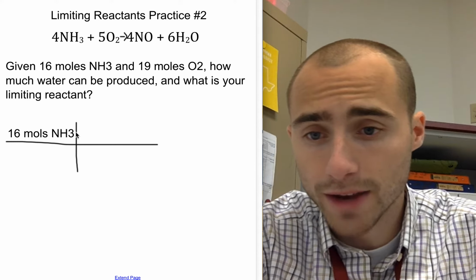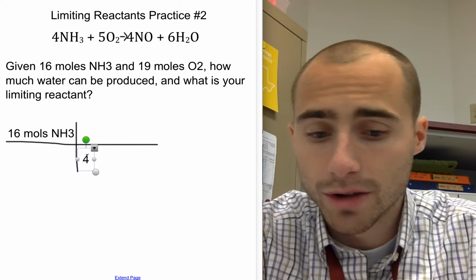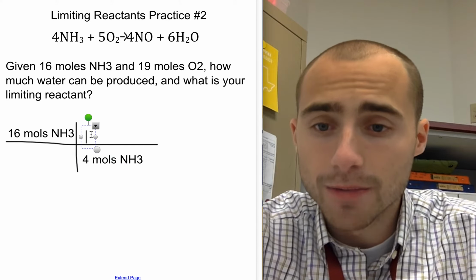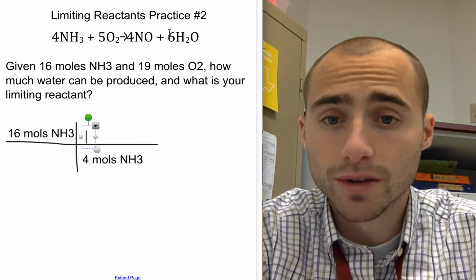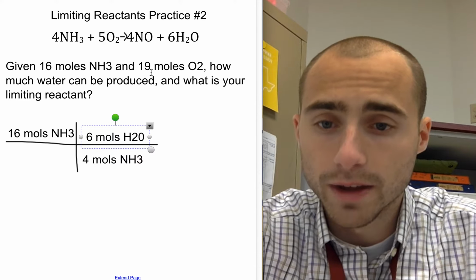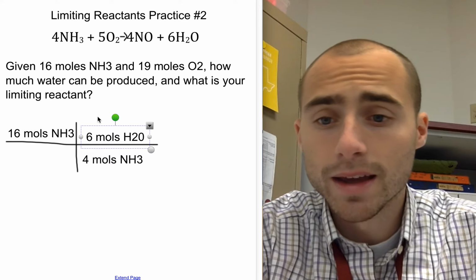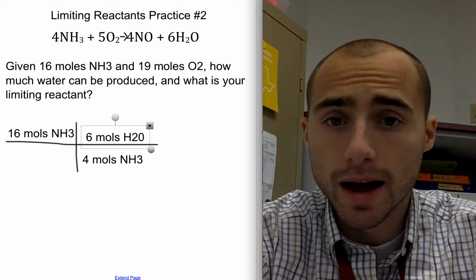So I got moles of NH3. That's how much I've been given. Now I look to my equation and I see I have 4 moles NH3 right there. And how many moles of water is that equivalent to? Well, I get that from the equation as well. So I look here, I have 6 moles H2O. And I look at H2O because it's how much water can be produced. That's what it asked me in the problem. And this is my mole ratio that I get directly from my equation.